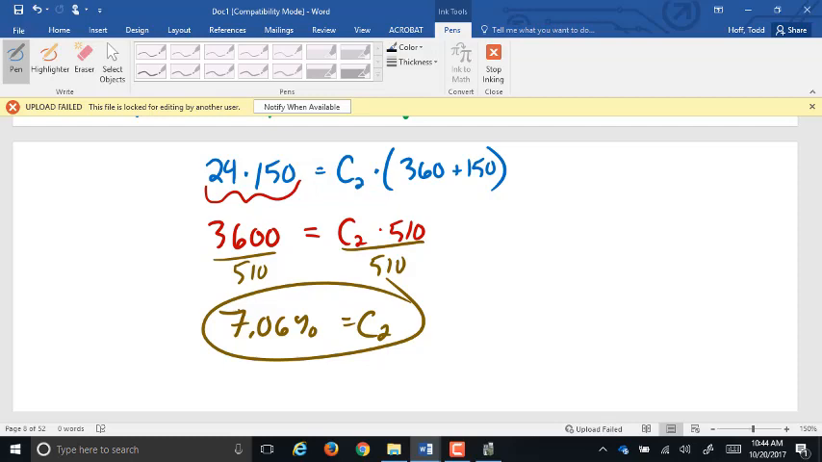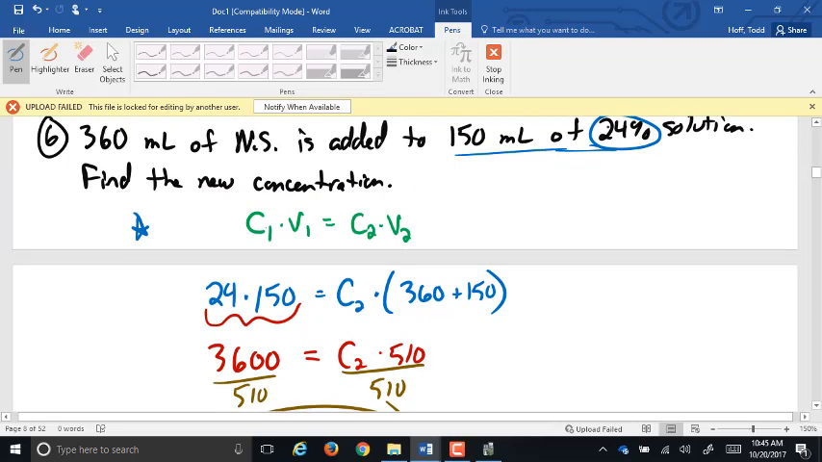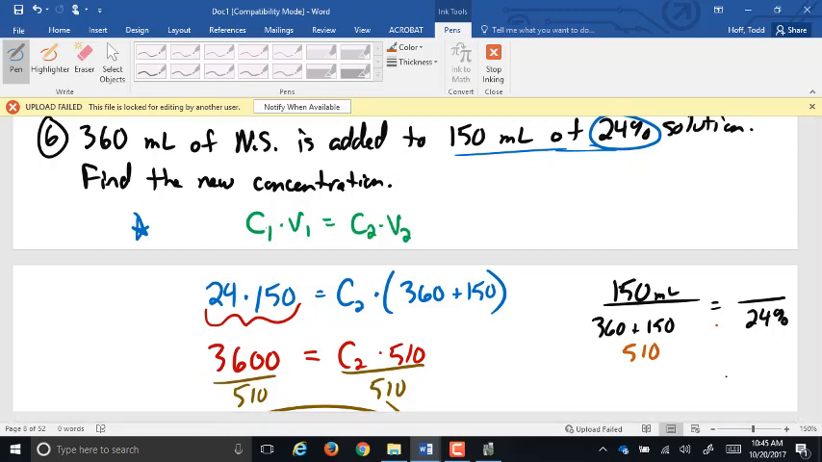That's one thing, we can't always go back to dilutions. We know that a 24%, 150 milliliters, well, we have 150 milliliters over 360 plus 150, which of course we know is 510. Unfortunately, you have to remember the 24% is the higher percent, which is going to be reduced. So it has to go on the bottom. So you can set the ratio of volumes to the ratio of percent.